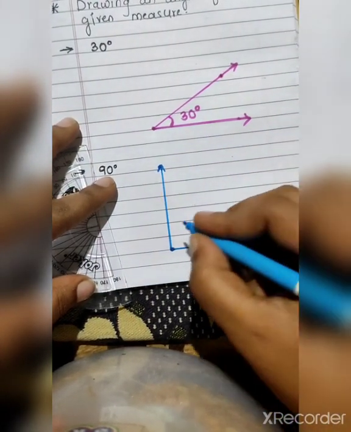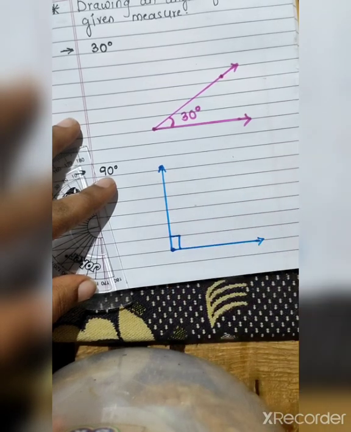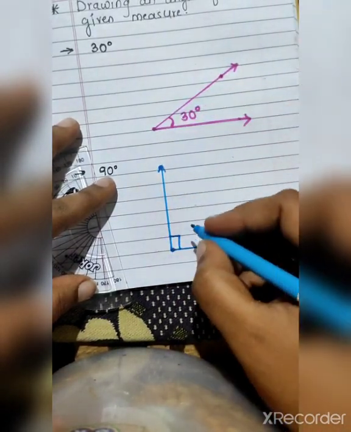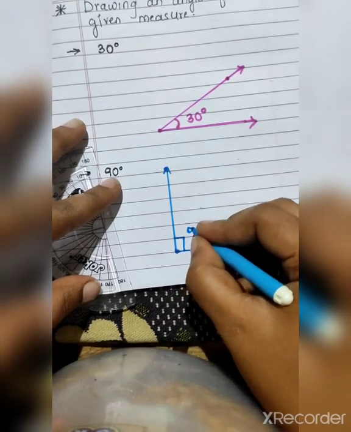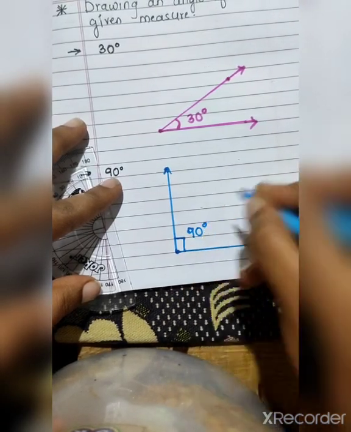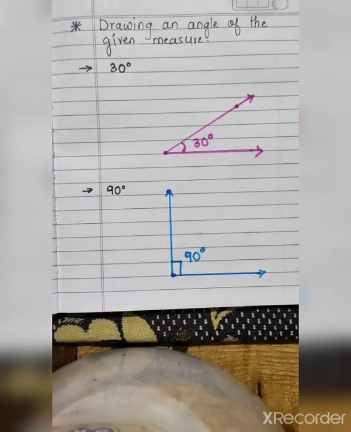Now in the 90 degree angle you are going to make a half square like this. You are not going to make a curve, you are going to make a square shape right over here for the 90 degrees. So this is how your 90 degree angle looks.